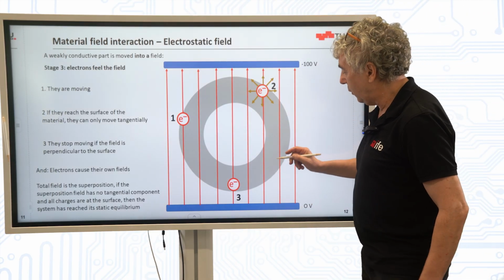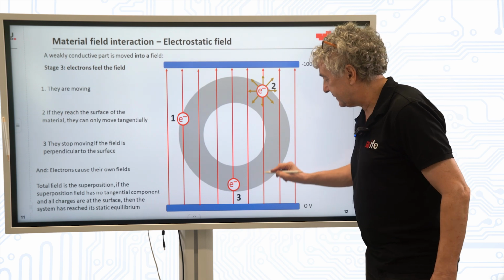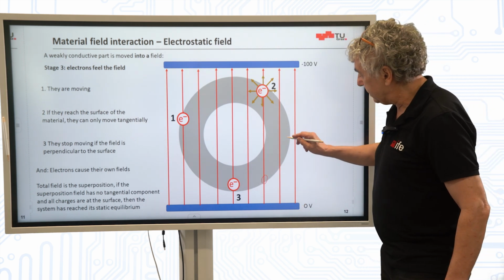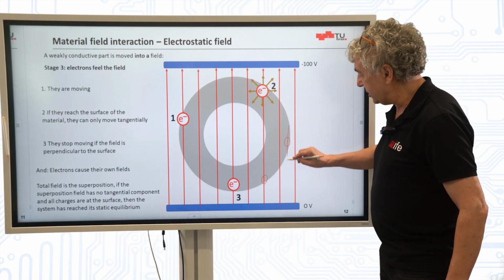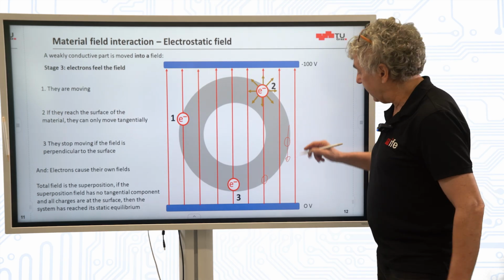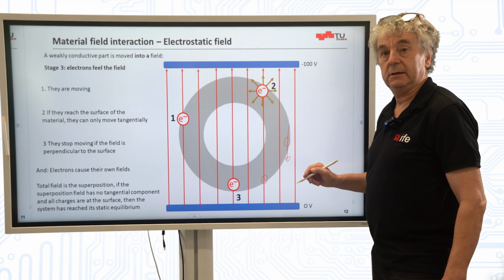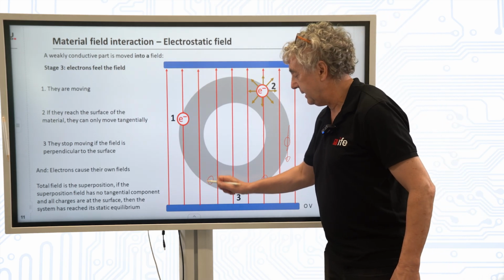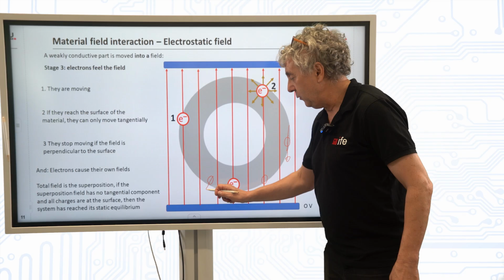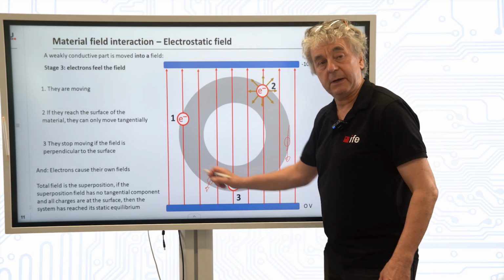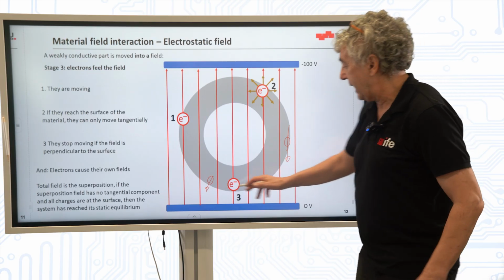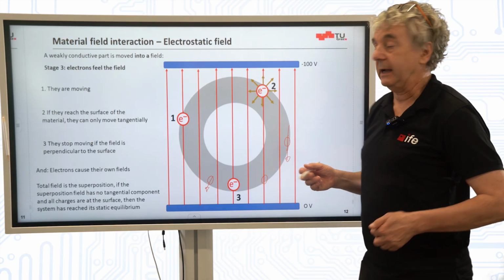The electron will move until it hits a boundary, so it may move to the wall. And if an electron would be here, and there's a tangential field line, then the electron would still feel a force. So the electrons have to reach the edge, and there can only be a field line in this direction, otherwise they would move sideways. Now, one could say they all end up here, but the situation is more complicated.